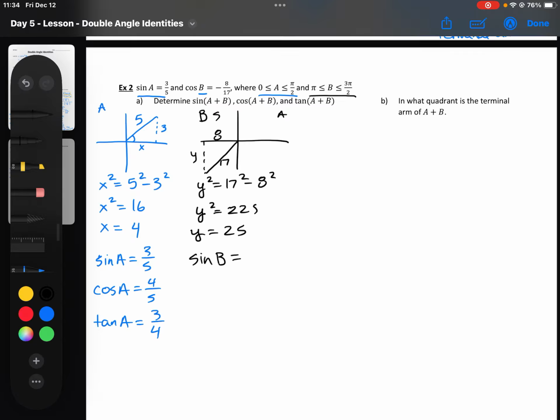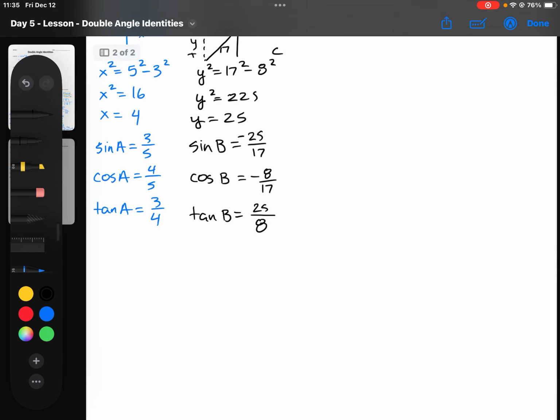So we are in our tan quadrant, so only tan is positive. So sine B is going to be my y value over the hypotenuse. It's going to be negative. Cos B, I'm given in the question, which is minus 8 over 17. And then tan B is the opposite side, which is 15 over my adjacent side, which is 8, and that ratio is positive.